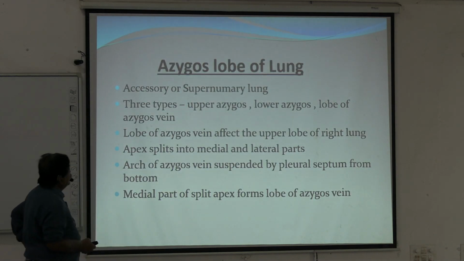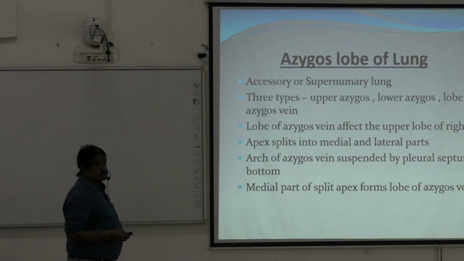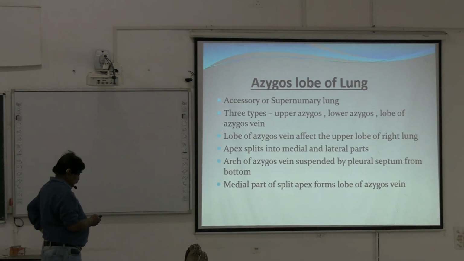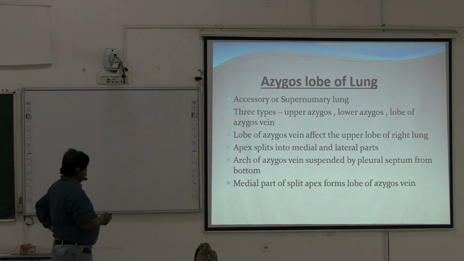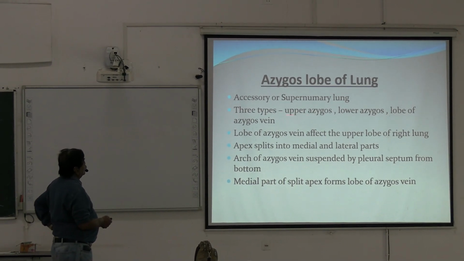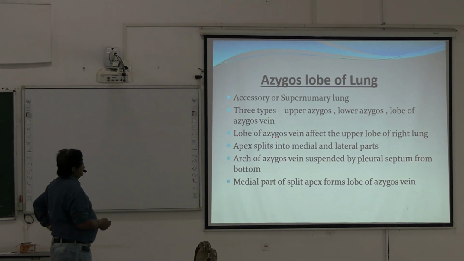Now, azygos lobe of the lung can come as just a short note. Now, accessory or supernumerary lung: 3 types: upper azygos, lower azygos, lobe of the azygos vein. Lobe of azygos vein affects the upper lobe of the right lung. Apex splits into medial and lateral parts. Arch of the azygos vein is suspended by pleural septum from the bottom, and the medial part of the split apex forms the lobe of the azygos vein.